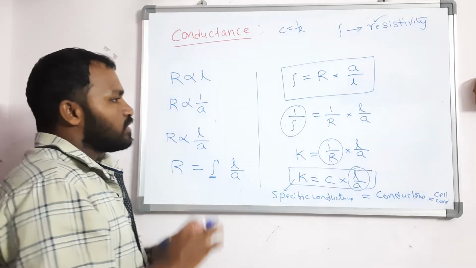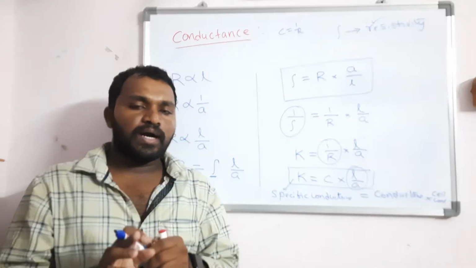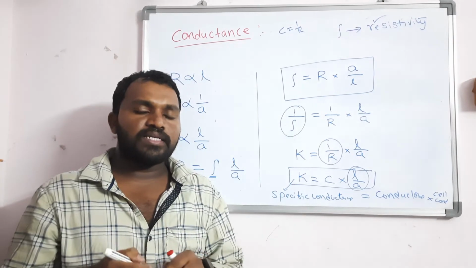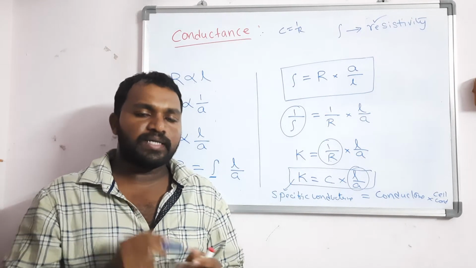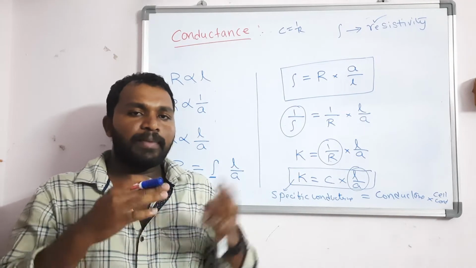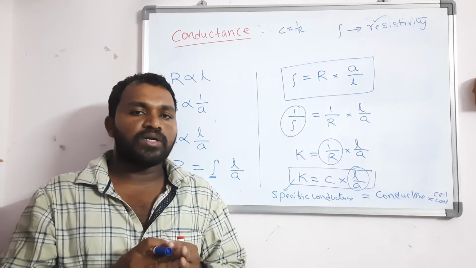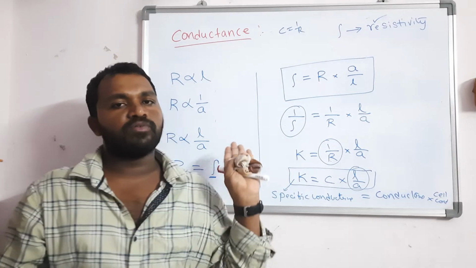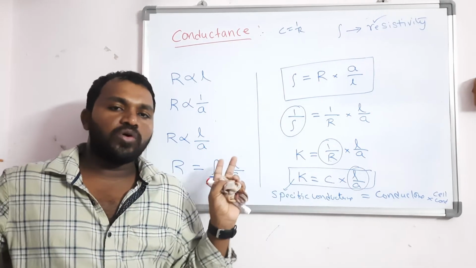So now, R is directly proportional to L, and R is inversely proportional to A, that is, directly proportional to 1 by A. By combining these two, R is directly proportional to L by A. If you remove this symbol, R is equal to rho into L by A.